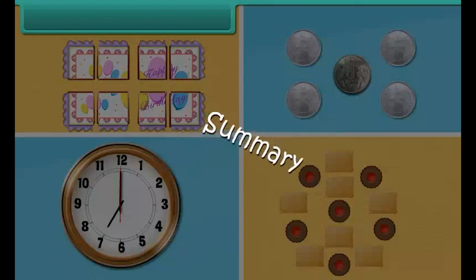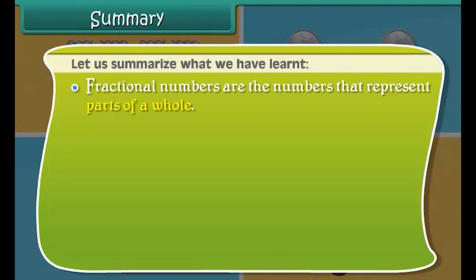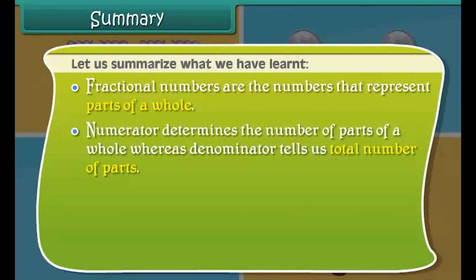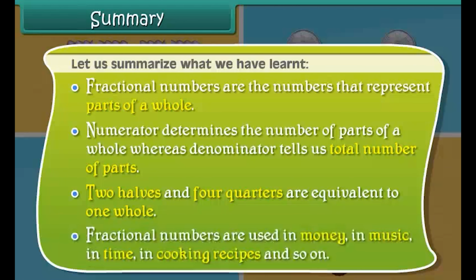Summary. Let us summarize what we have learned. Fractional numbers are the numbers that represent parts of a whole. Numerator determines the number of parts of a whole, whereas denominator tells us the total number of parts. 2 halves and 4 quarters are equivalent to 1 whole. Fractional numbers are used in money, in music, in time, in cooking recipes, and so on.